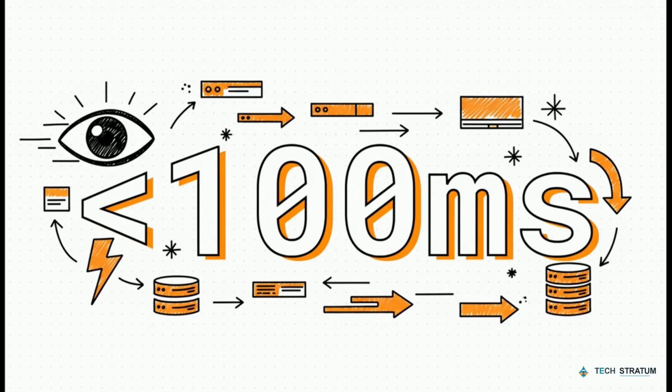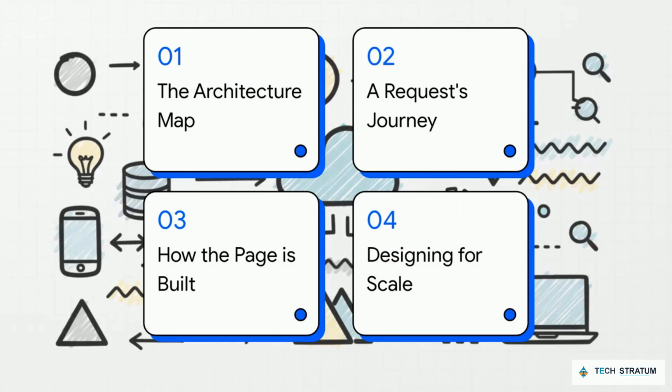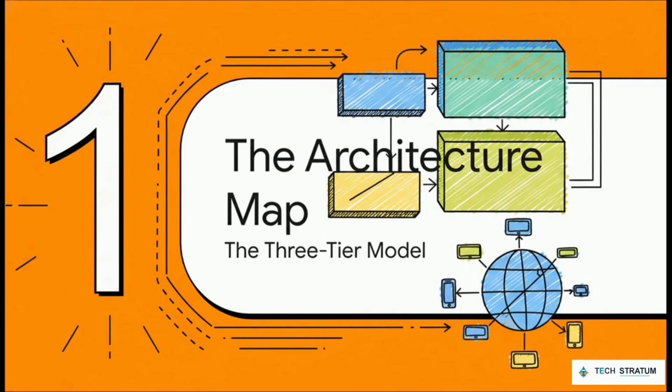So how in the world is that even possible? Well, that's exactly what we're here to break down. So here's our game plan. First, we'll look at the basic map of any web system. Then, we're going to follow a single request on its wild journey. After that, we'll see how a web page actually gets built. And finally, we'll put it all together to see how you design for like 1 million users, or way, way more. All right, let's start with that map.